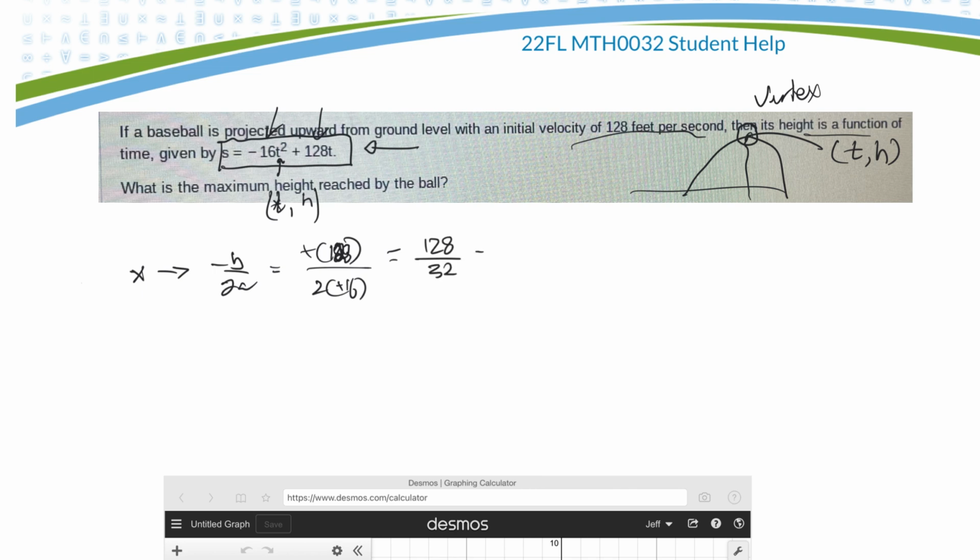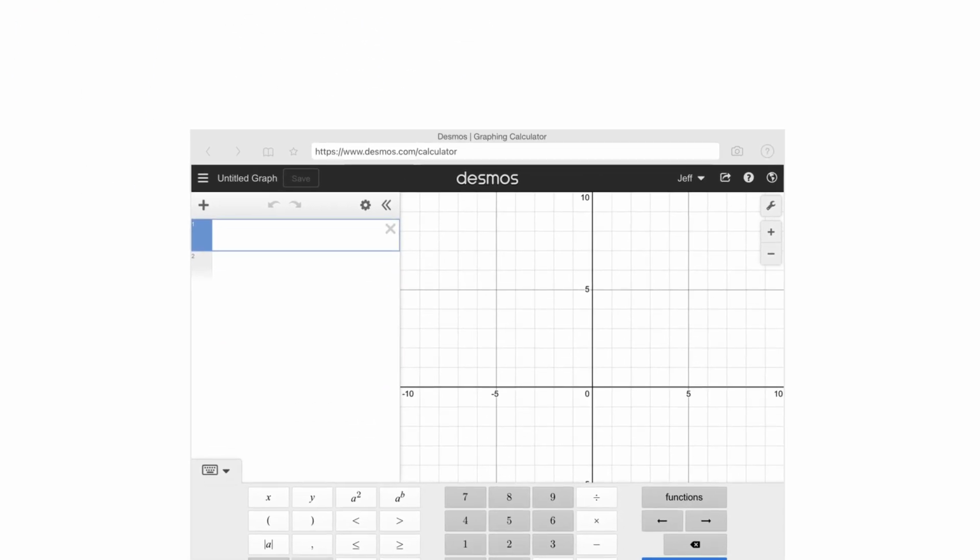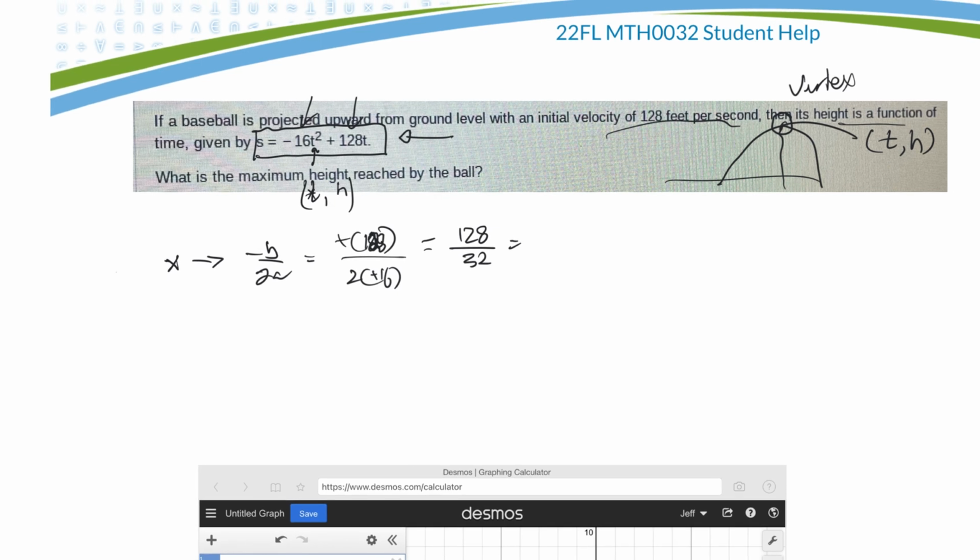Maybe I'll just do that in decimals quick. 128 divided by 32, that's 4. I guess I should have known that. It comes out to 4. So that means the time it takes to get to the maximum height is 4 seconds.